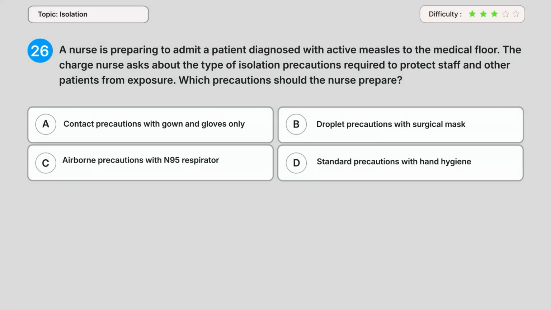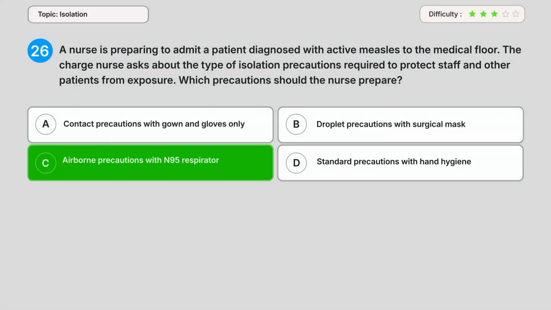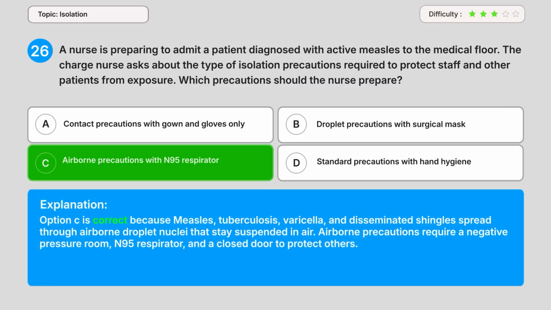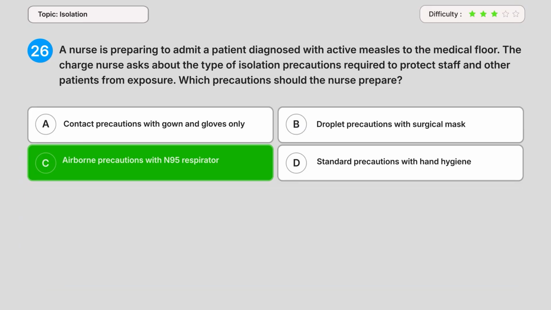Correct answer. C. Airborne precautions with N95 respirator. Measles, tuberculosis, varicella, and disseminated shingles spread through airborne droplet nuclei that stay suspended in air. Airborne precautions require a negative pressure room, N95 respirator, and a closed door to protect others.